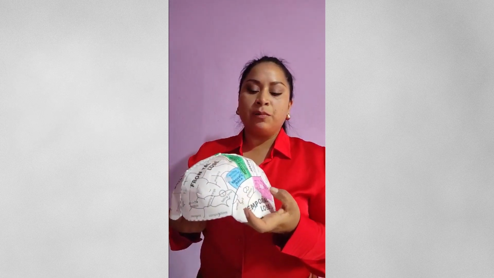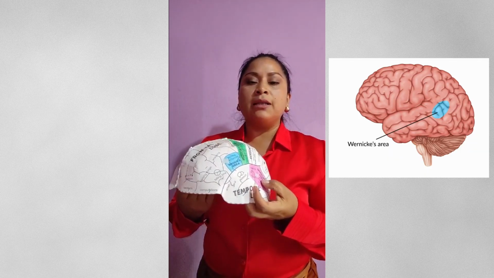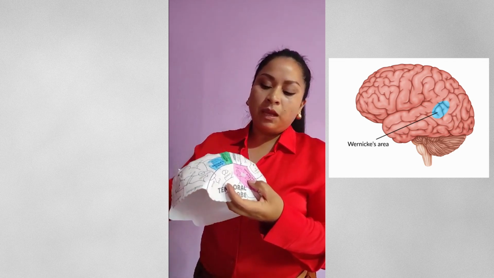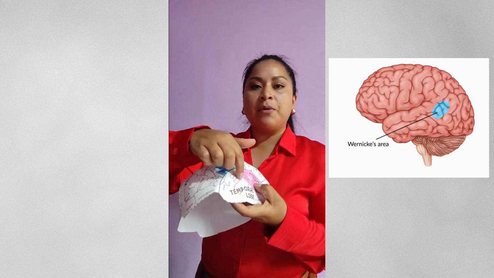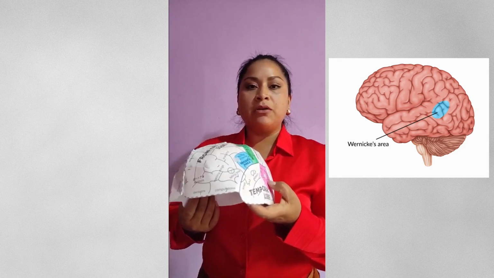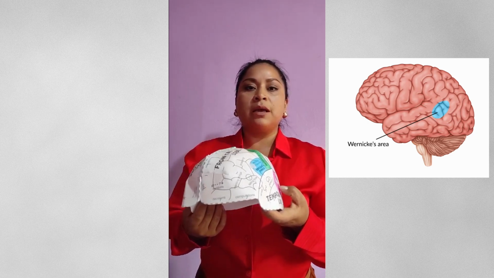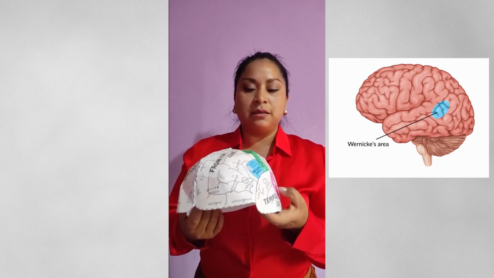Then I have another important part, Wernicke's area. Wernicke's area is located in the same hemisphere, but it is located in the temporal lobe. This area is also very important because here is the comprehension center. We comprehend everything that we listen to.